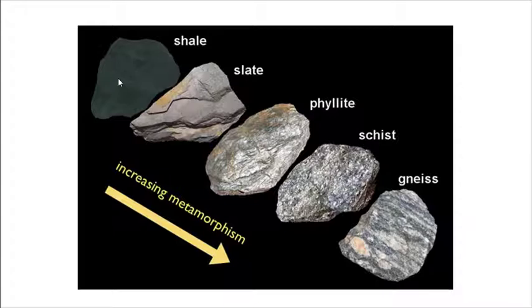And so they put that on this diagram. Let's say you begin with a shale, and then you apply heat and pressure to it. You make a slate. Once again, the layering in here is bedding. The layering in here is foliation. Those are two different things, right?